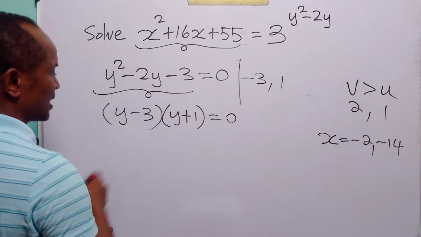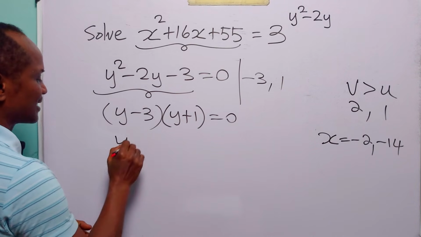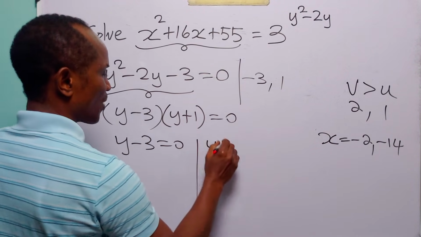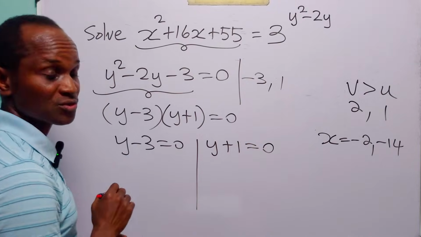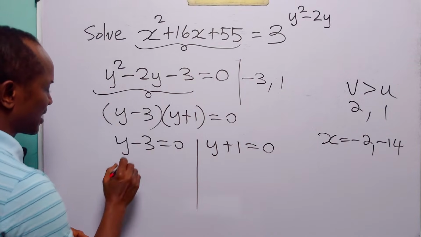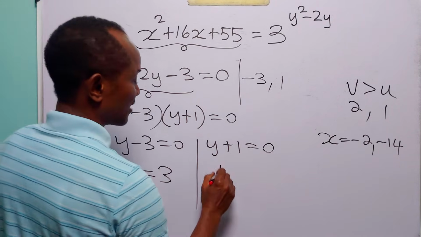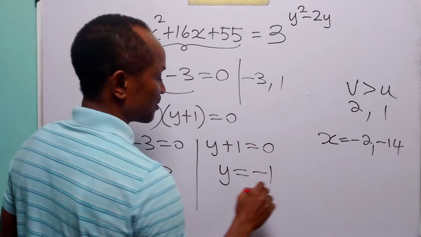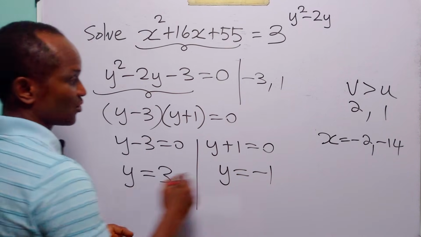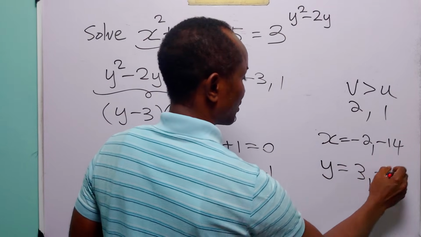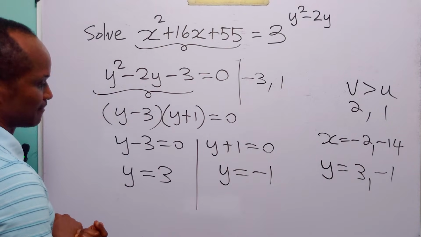y plus 1 is equal to 0. And of course, from here we have that either y minus 3 is equal to 0 or y plus 1 is equal to 0. From here we have that y is equal to 3. And from here we have that y is equal to minus 1. So we have that y is equal to 3 or minus 1.